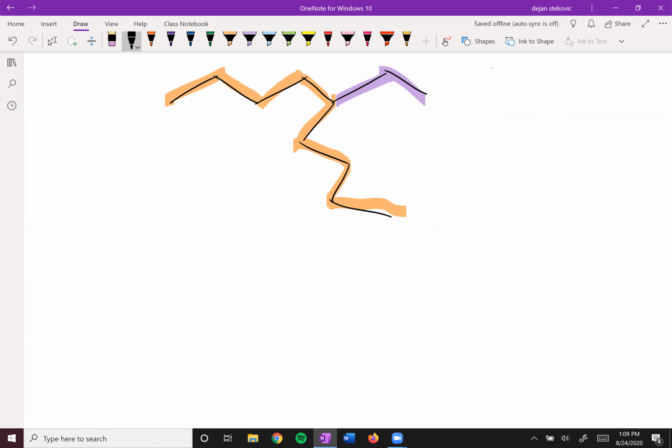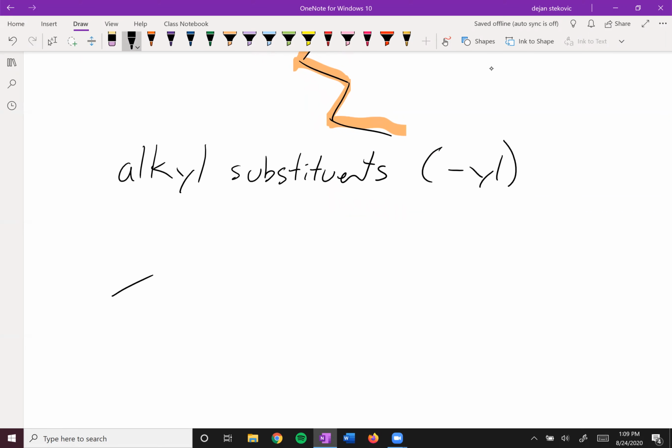And so we can name these compounds by naming the parent chain and then naming the substituents. And so for these alkane substituents where we have all just carbon-carbon single bonds, they're called alkyl substituents. And they get the suffix of -yl. So for example, if we have this substituent right here, it's one carbon, meth means one, and then it's a substituent, so it gets -yl. So this is a methyl substituent.